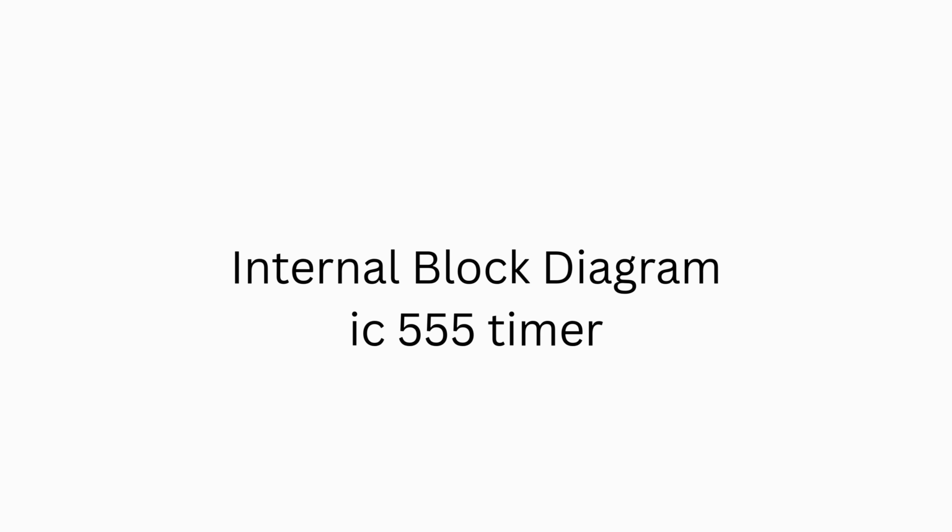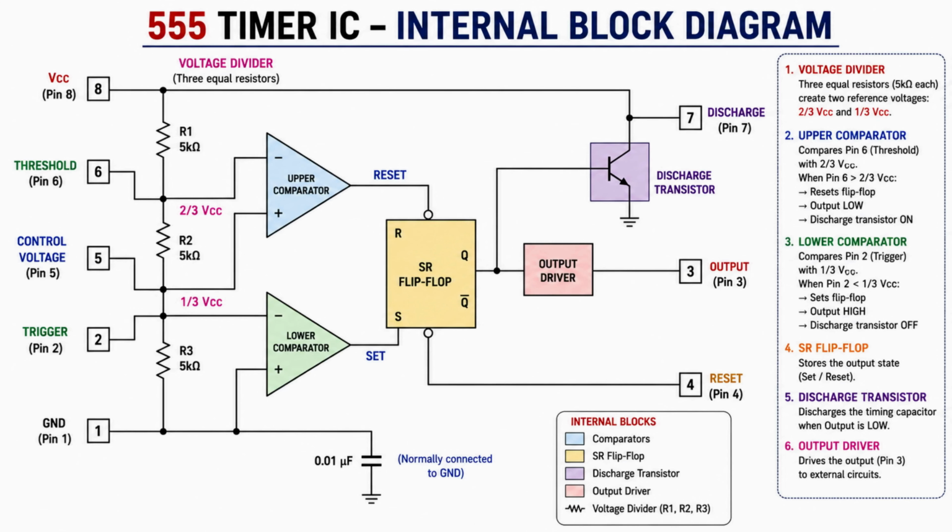Now let's see what is happening inside the 555 timer IC. Don't worry if this block diagram looks complicated. It's actually made up of just 5 main parts. And once you understand these, you will know how the entire IC works.